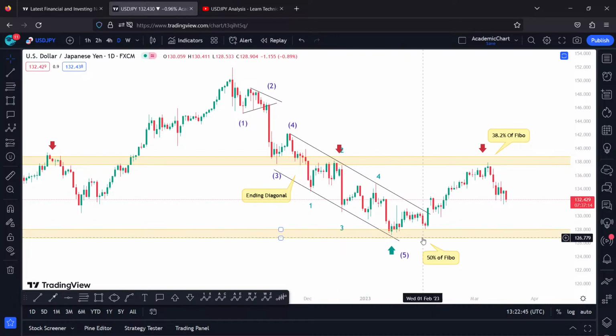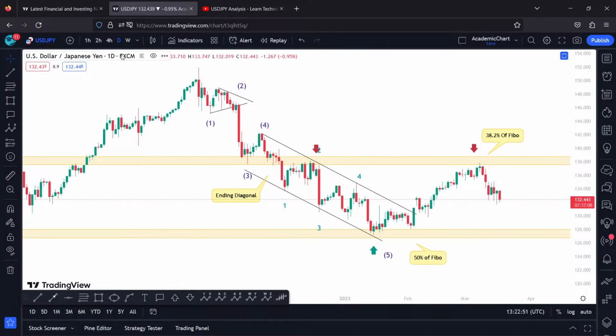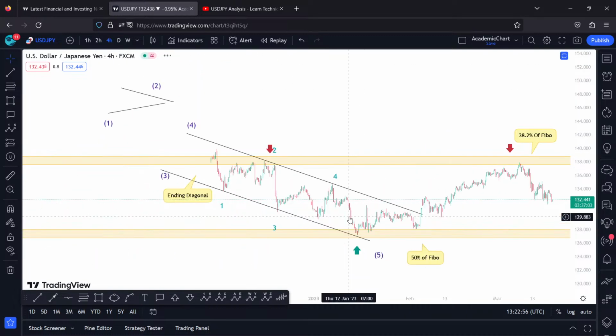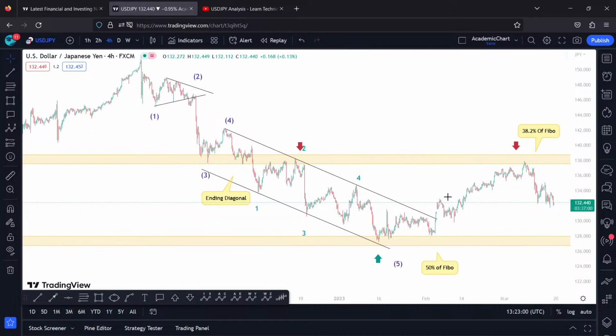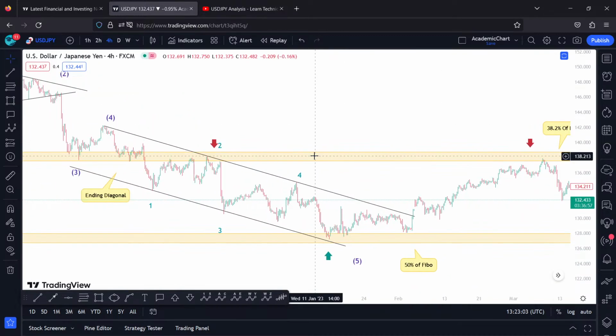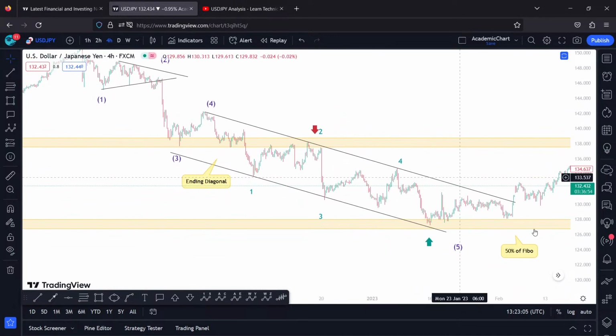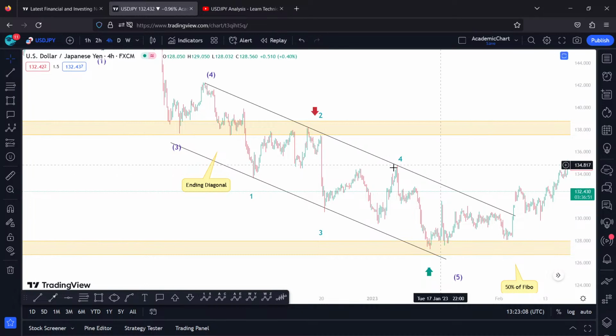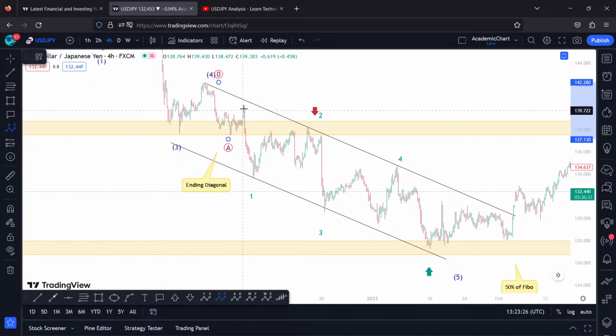So we have this actually long-term impulsive wave. Another indication for proving that yes, it might be an ending diagonal. Let me just jump into the hourly for a moment to have a better sense of the details of this momentum. Let's expand this a little bit. The ending diagonal consists of not a 5-3-5-3-5 structure, but a 3-3-3-3-3 structure. This is how ending diagonals get created.